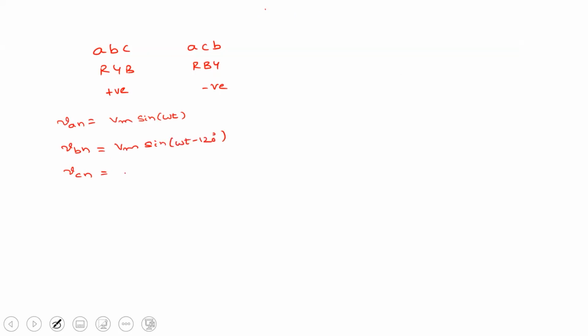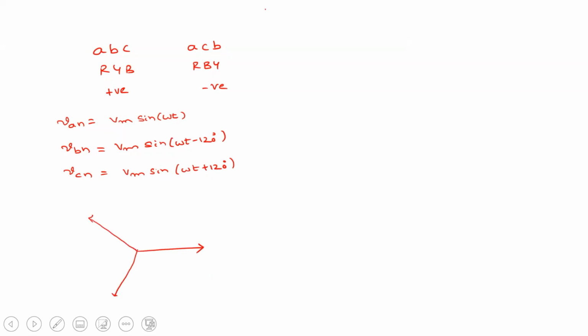The thing is that in case of ABC phase sequence, the relationships are VAN, VBN, and VCN. So it will be Vm sine omega t, Vm sine omega t minus 120 degrees, and Vm sine omega t plus 120 degrees. If you draw the phasor diagram, it will be something like this.